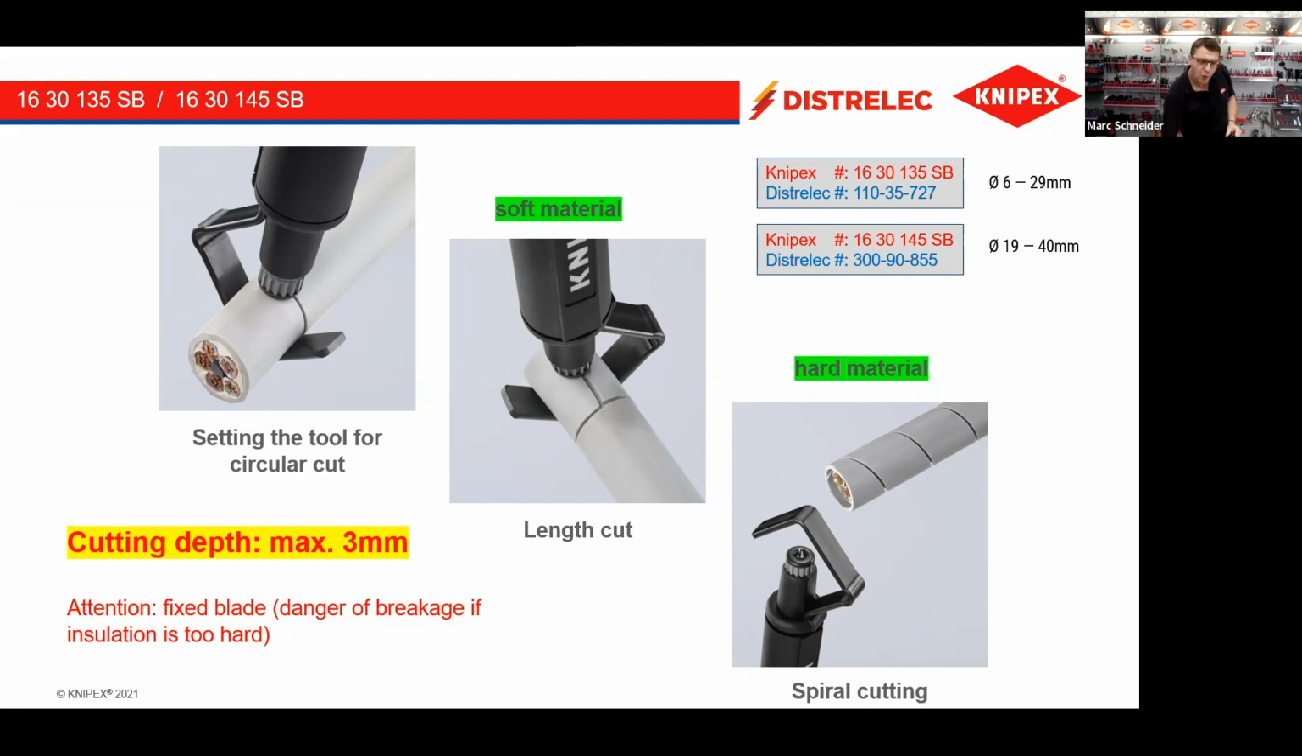We have two versions. This is the article number, Knipex number 1630-135, which goes from diameter 6 to 29. And the bigger version of the tool goes from 90 mm diameter up to 40 mm outside diameter.